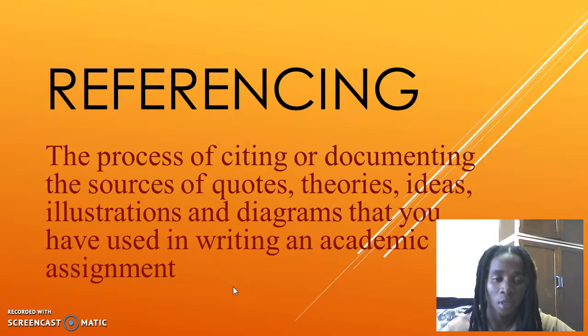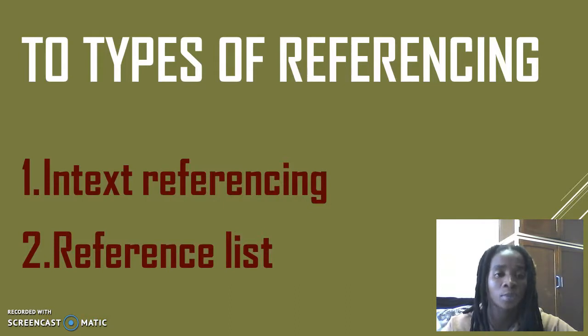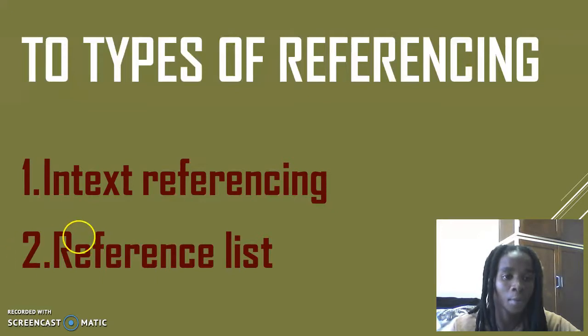Now remember, as you used to do from high school, when you write an assignment, you'll do a bibliography list at the back. Now in tertiary level, because we're still undergraduate students, we use a reference list. I'll explain later on the difference between bibliography and a reference list. Now with me here, I have two types of referencing. Number one being in-text referencing, and number two, reference list.